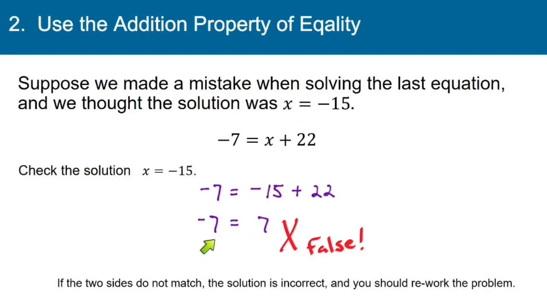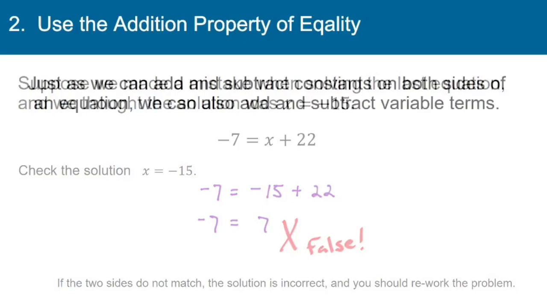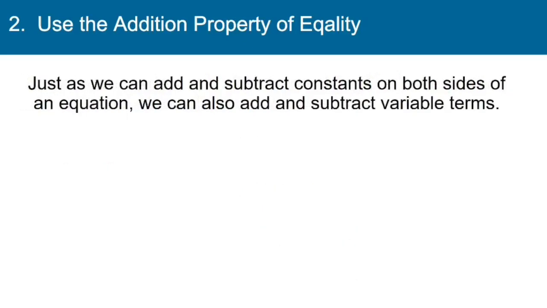So if you come upon this situation, you might first just make sure that you're adding correctly. But if you really did add correctly and your statement is just false, then what you need to do is go back and start the problem over and try again. Now let's add another wrinkle.